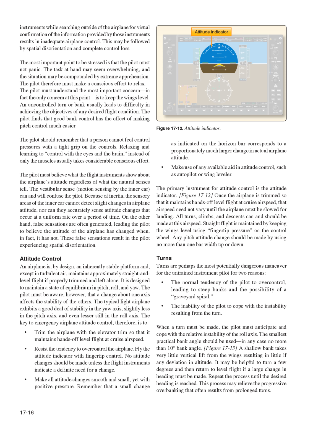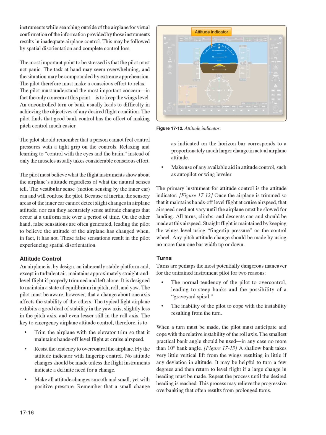Attitude control: an airplane is, by design, an inherently stable platform and, except in turbulent air, maintains approximately straight and level flight if properly trimmed and left alone. It is designed to maintain a state of equilibrium in pitch, roll, and yaw. The pilot must be aware, however, that a change about one axis affects the stability of the others. The typical light airplane exhibits a good deal of stability in the yaw axis, slightly less in the pitch axis, and even lesser still in the roll axis.